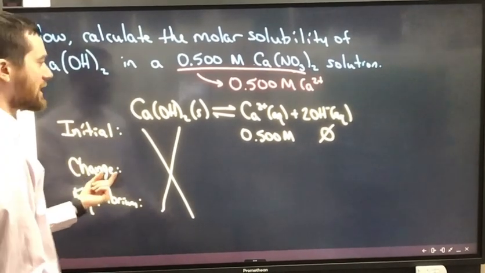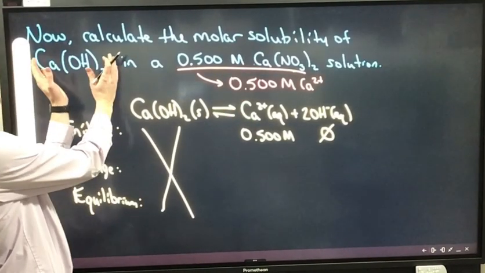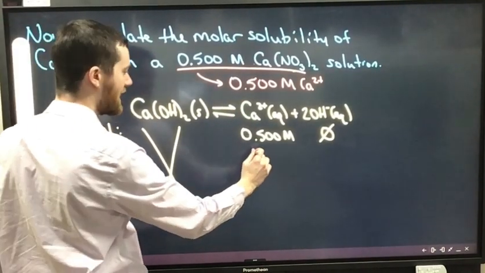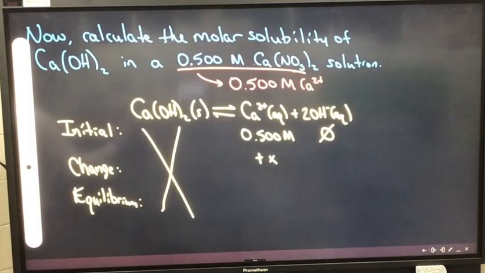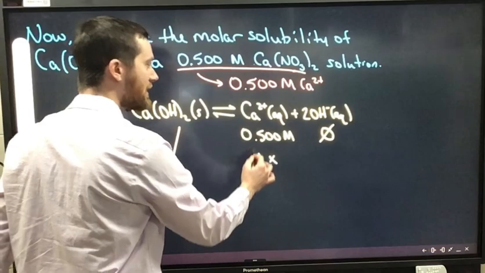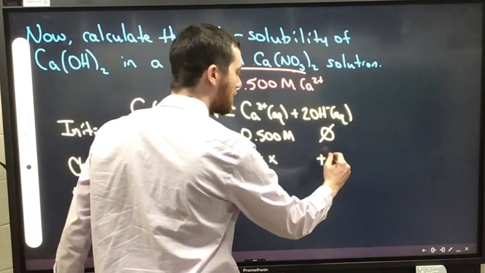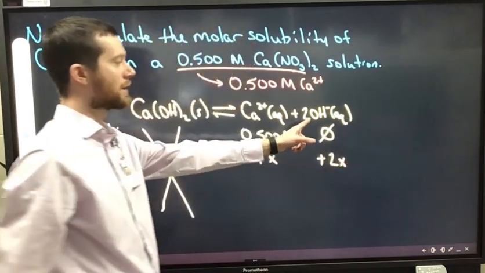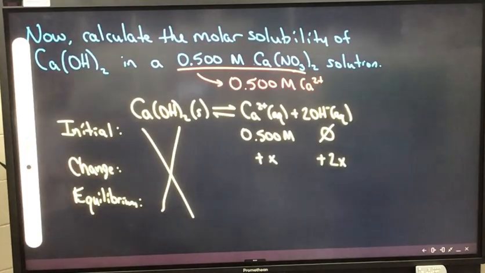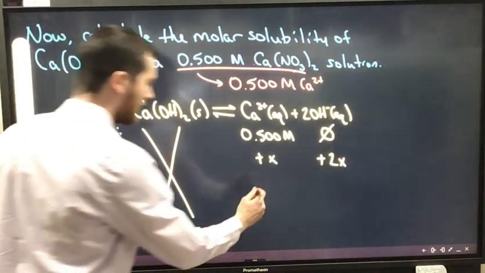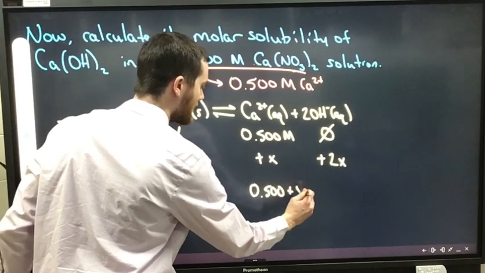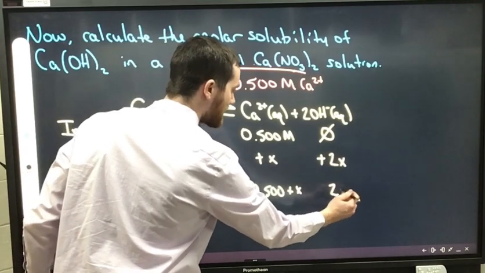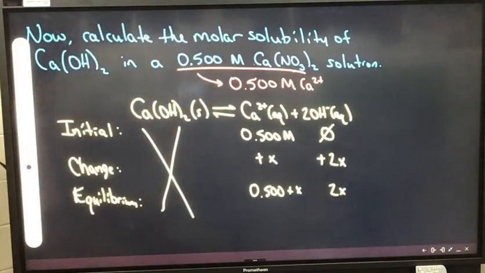So the change here, whenever I do dissolve some of this calcium hydroxide, I am going to gain some calcium here, because even though I suspect it's going to be less soluble, some of it's still going to dissolve. However much of it dissolves is going to result in a doubling of that amount of hydroxide due to the coefficient of 2 out front. So at equilibrium here, I'm going to have whatever 0.500 plus x is, and 2x for my hydroxide concentration.